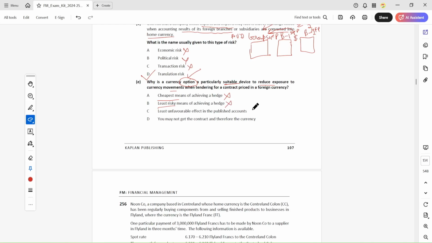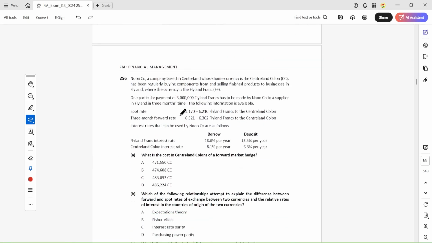Least unfavorable effect in published accounts? No, the effect will be the same. You may not get the contract, and therefore the currency option lapses. Yes, because if you do not get the contract, you lapse it. So this is one of the advantages. Okay, next.